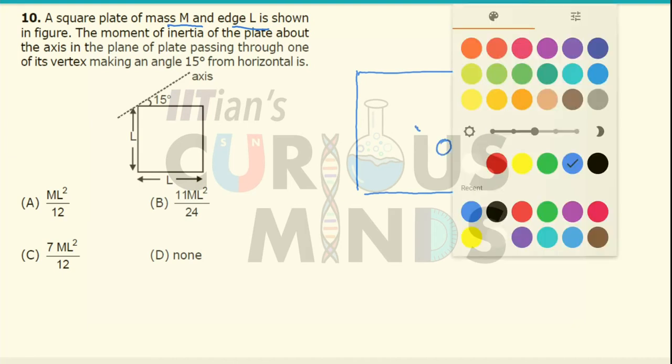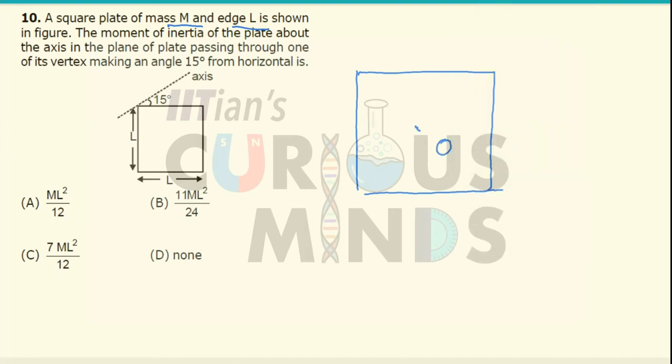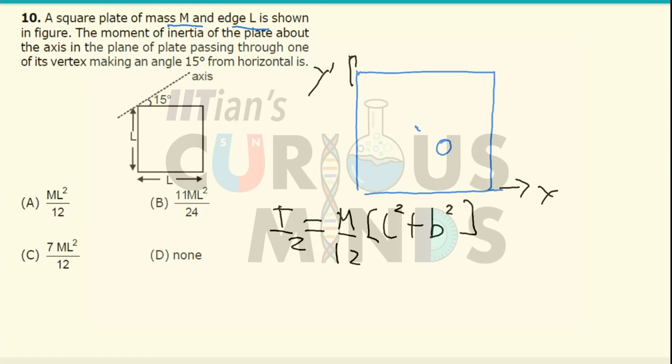The moment of inertia of a square or rectangular plate about its center and perpendicular to its plane: let this be the x axis and this the y axis for the time being. The moment of inertia about the center about z is given by m by 12 into L square plus b square. Since it is a square plate, both sides are L, so L square plus L square is 2L square, which gives ml square divided by 6.